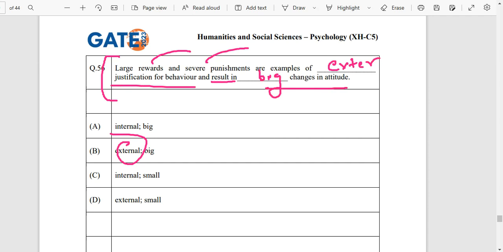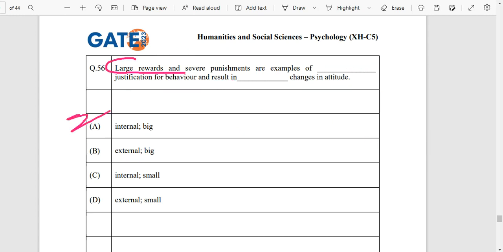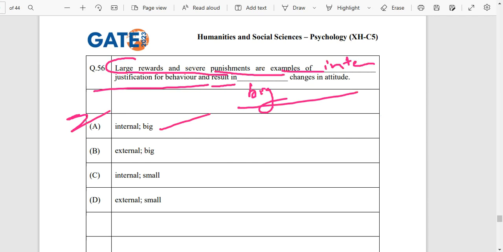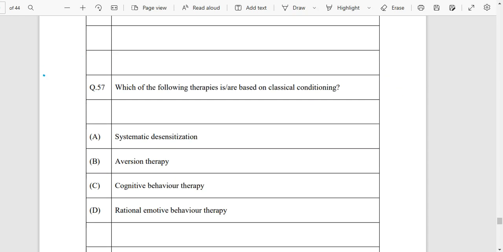changes in attitude. And the coin might turn the other way as well, because the answer internal and big is also suitable over here. Large rewards and severe punishments are examples of internal justification for behavior and result in big changes in attitude. Not a well framed question, because you are not able to comprehend what they are exactly going to ask. Okay, so moving on to next question, question number 57.